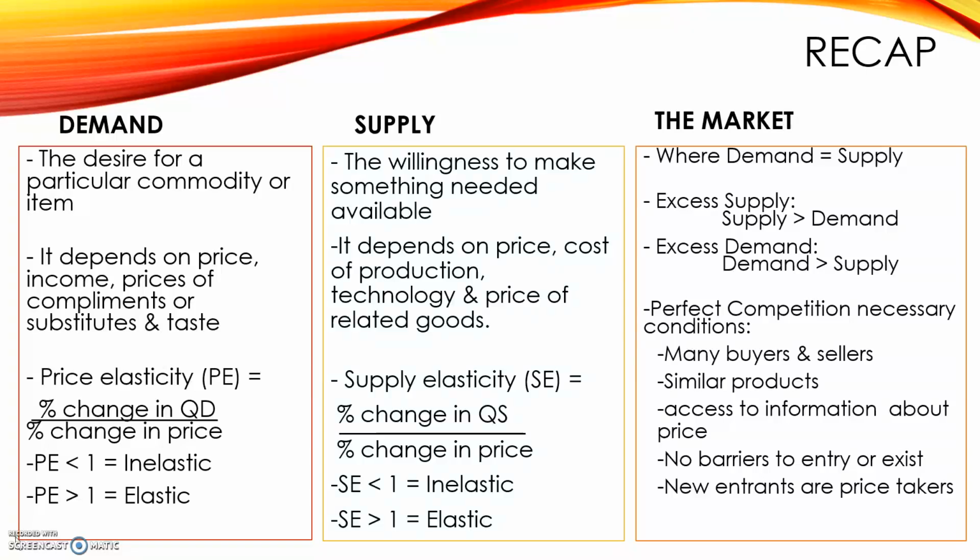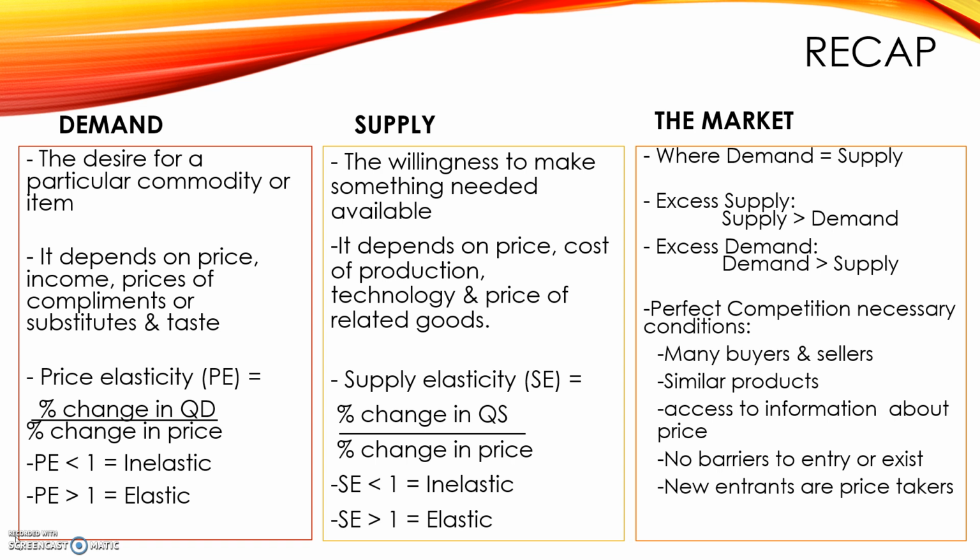Now let's recap. Demand: the desire for a particular commodity or item. It depends on price, income, prices of complements or substitutes, as well as taste. Price elasticity is calculated by a percentage change in quantity demanded over a percentage change in price. When price elasticity is less than 1, that particular good or service is inelastic in demand. When price elasticity is greater than 1, the demand for that good or service is elastic.